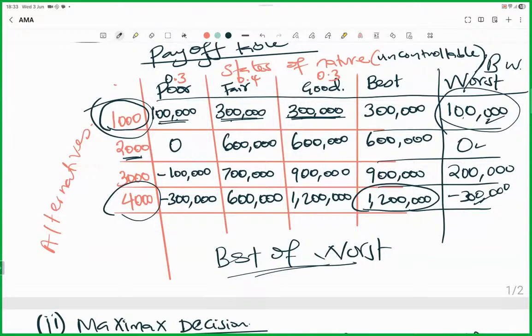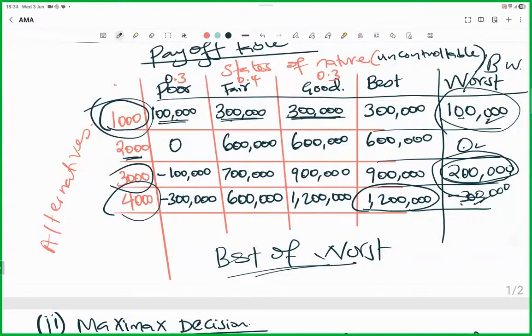3,000, yes. Because you see now here, worst, you get 100,000. Worst, you get 0. Here you get 200,000. So in this case here, the best of the worst would have been this, which corresponds to 3,000. You go for the highest. That's why we are calling them, you know, these are minimums. Maximum of minimums.